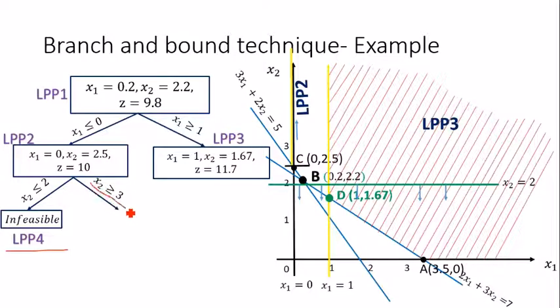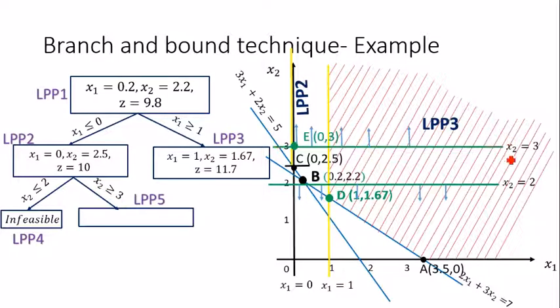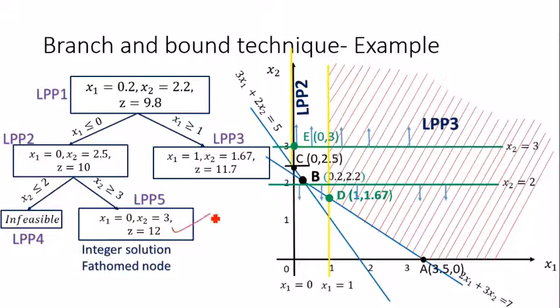So let's focus on the other constraint, x2 greater than equals to 3. When you draw the line x2 equals 3, the region has to be marked upwards and you have to see the intersection with the feasible region of LPP2. This was the original feasible region. Above the line x2 equals 3, your feasible region now will start from point E upwards. Obviously in the minimization problem, E is going to be the optimal solution, which is an integer solution (0, 3), and this is the fathomed node. So here also no further branching needs to be done.